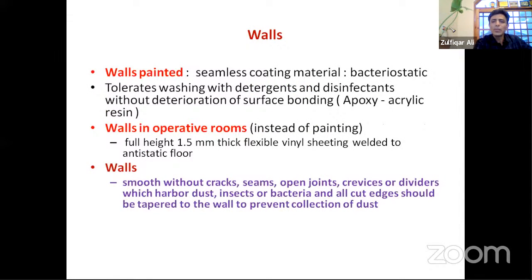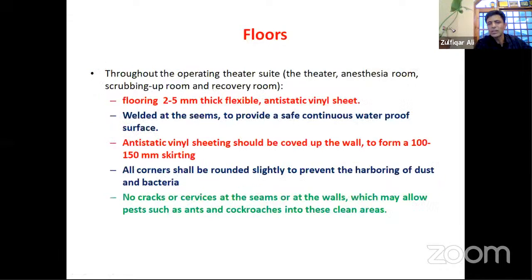Once we design the walls, we should remember that they have to be bacteriostatic. It's ideal to have walls made of acrylic resins, and they should be easily washable with detergents. Similarly, we should have walls without cracks. There should be no open joints, no crevices, and no dividers. These are the areas which harbor dust, insects, and bacteria, and may increase the chances of infection during the surgical procedures.